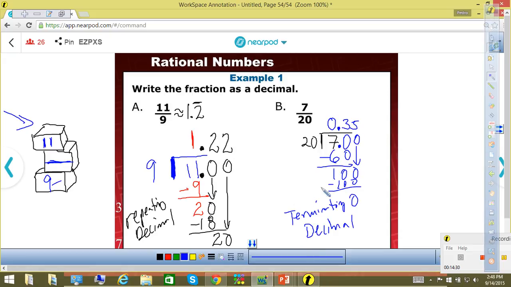All right, so check this out. So when it's terminating, look up, please. Let me move this down a little bit.